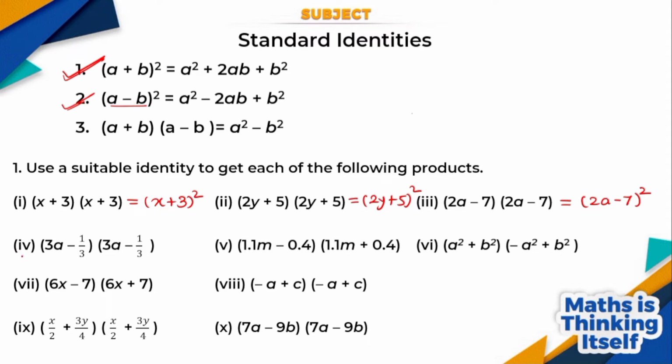Similarly, the fourth is also solved by the second identity, and we observe that the fifth one is solved by the third identity, that is (a + b)(a − b). Now let us look at how to solve the examples using them.